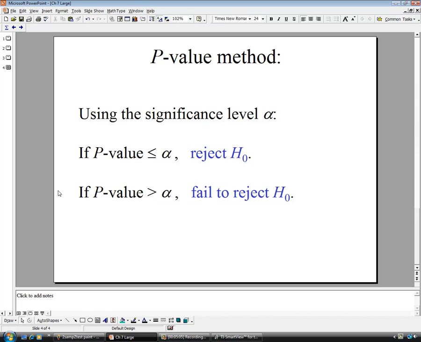We can also certainly use the p-value method. Again, this streamlines and makes things far easier for us. If our p-value is less than or equal to alpha, we reject. And again, alpha is our significance level. But if it's greater than alpha, we will fail to reject.